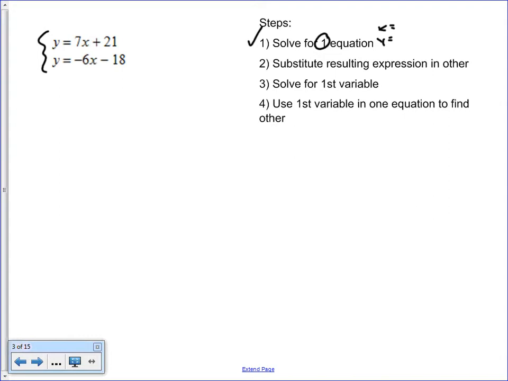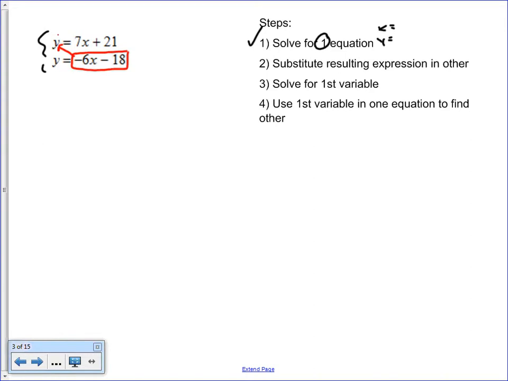Step two, substitute resulting expression for the other. So for these problems, that step is actually pretty easy. So you can do this a couple different ways. You could take this stuff, since y equals that, I like to make a box, and swap that out for y in the other one because y equals that. Or you could go the other way around, use the second equation and say, well, if y equals that, why don't I substitute that in for y in the other one? Okay, so you can think about it either way.